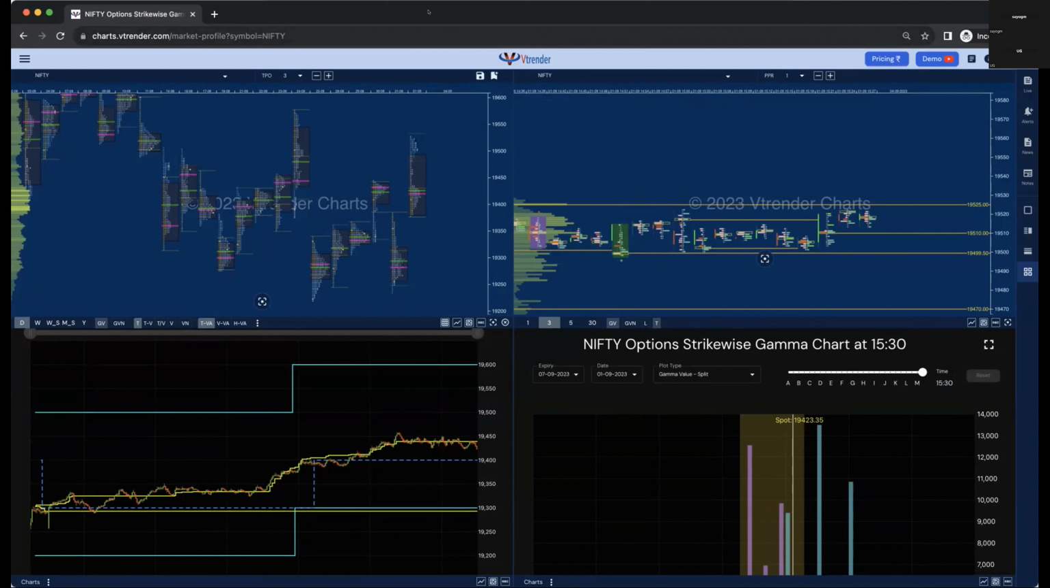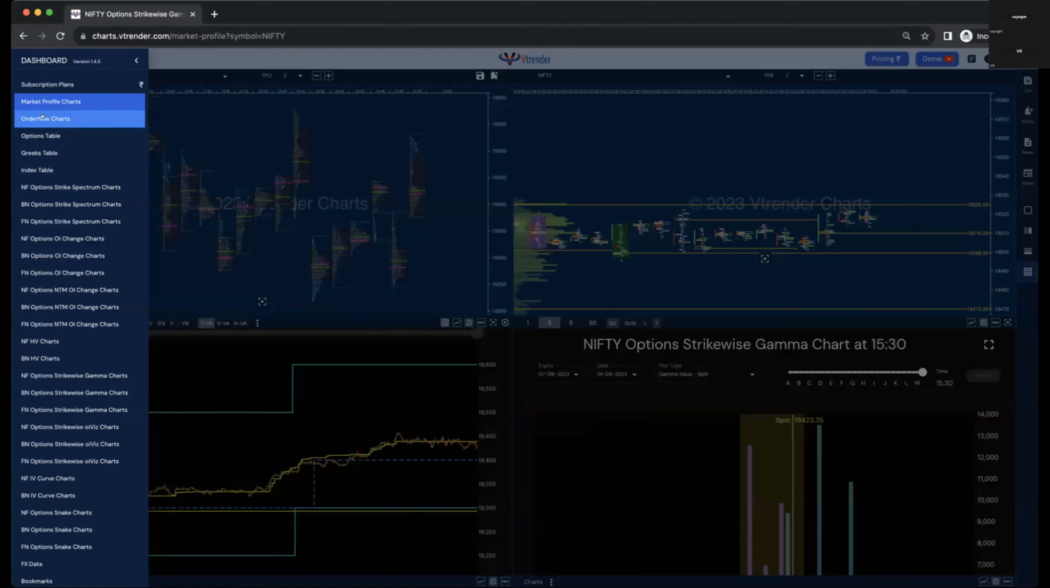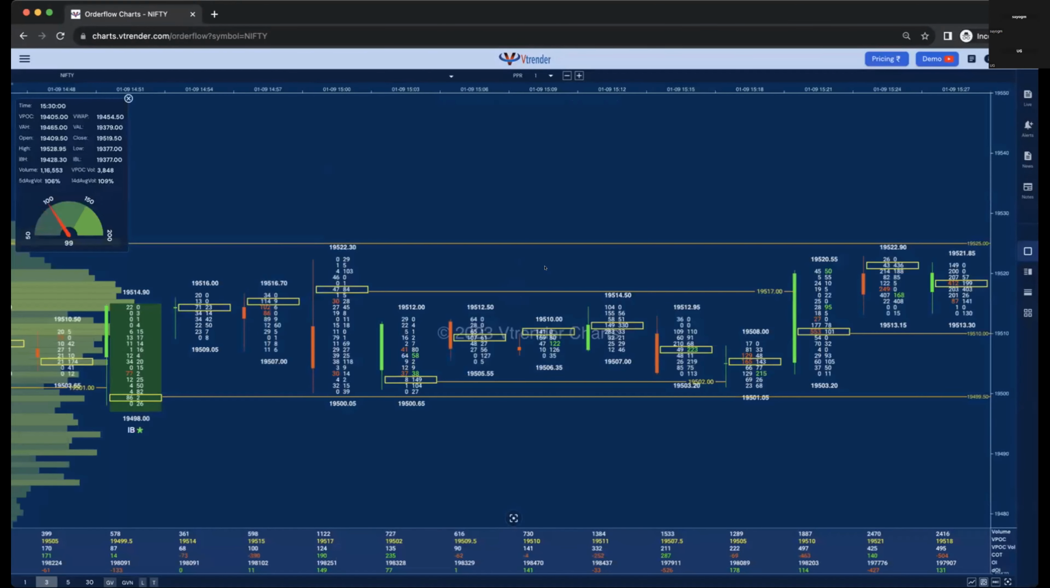Just before I come in, can you demo that zooming, the horizontal and the vertical zooming for an order flow chart? Again, some queries have come for that. Okay, I'll display the screen for some time.